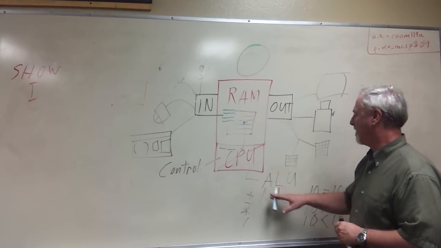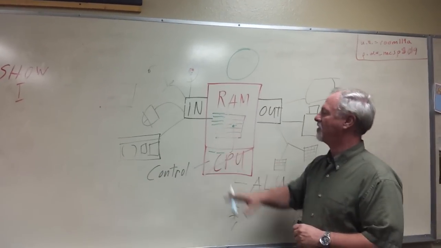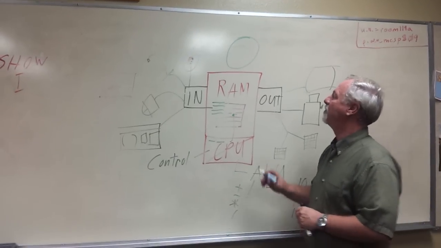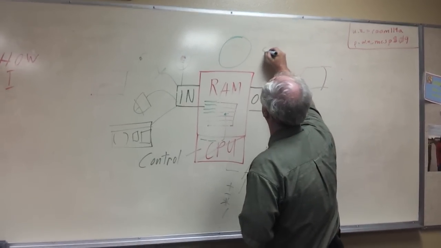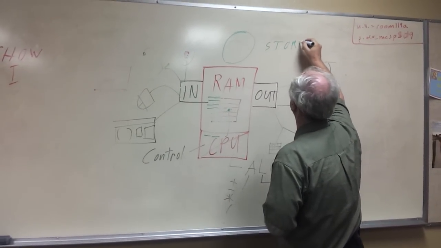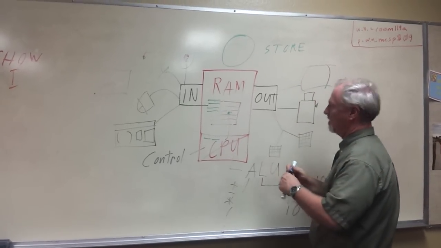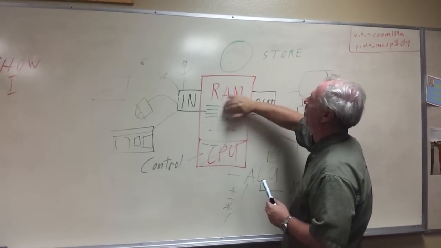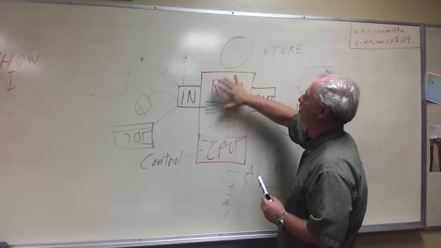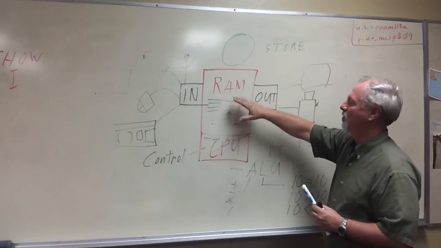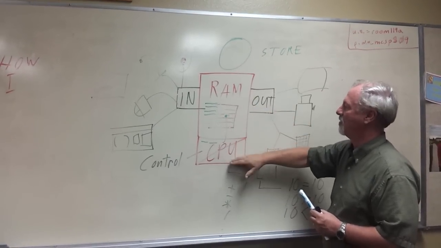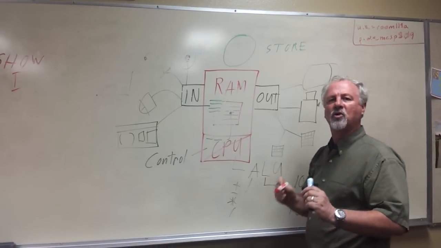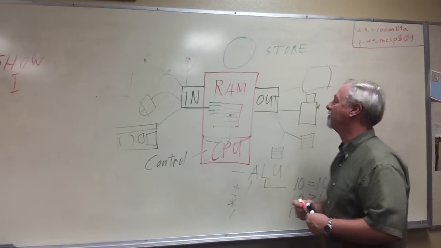Control and the arithmetic logic unit are the two main portions of the CPU. The final portion is the store. Okay? The store is where we store information, programs and data, that is not currently being processed with the interaction of RAM and the CPU. We have three major types of storage devices that we use.